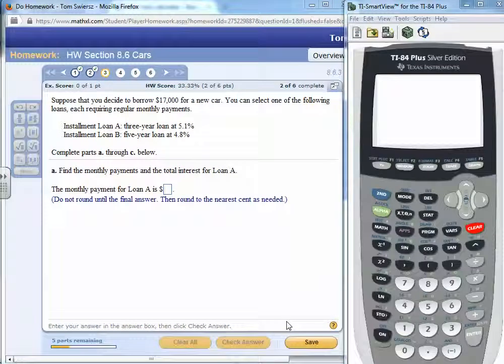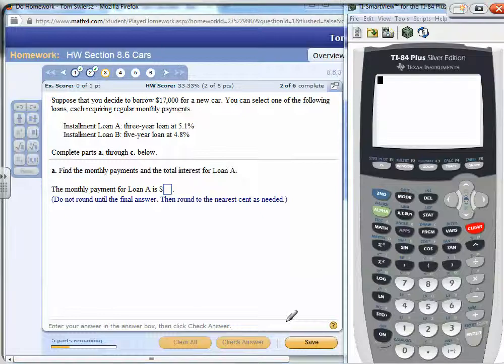Let's do homework exercise number 3 from section 8.6 dealing with car loans. Suppose that you decide to borrow $17,000 for a new car. You can select one of the following loans, each requiring a regular monthly payment. Loan A is 3 years at 5.1%, and loan B is 5 years at 4.8%. Find the monthly payment and total interest for loan A.